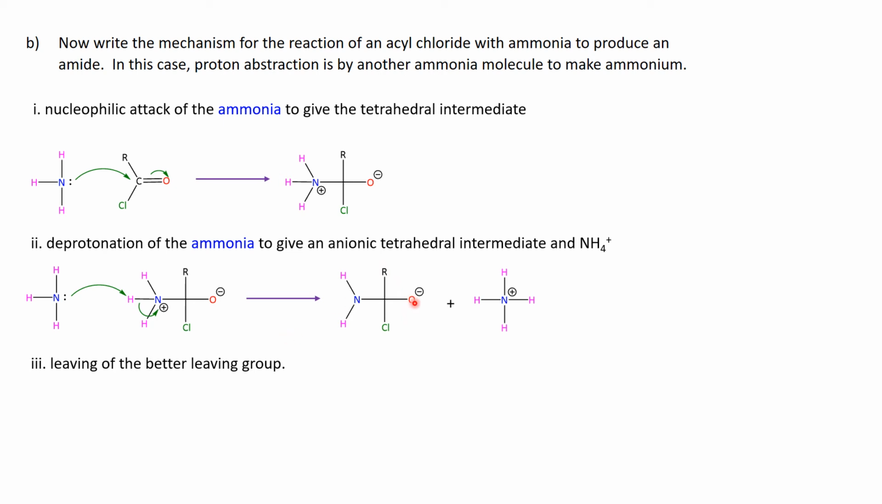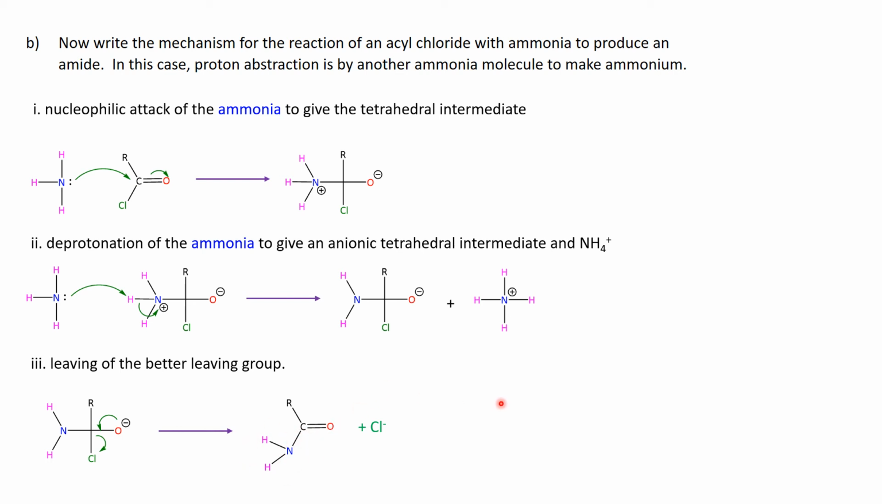Well, R's not going to leave. O minus isn't going to leave. NH2 minus isn't going to leave. But again, chloride, super duper wonderful leaving group. So that will leave, as shown by these arrows, giving you the amide: carbon double bond O with the NH2.